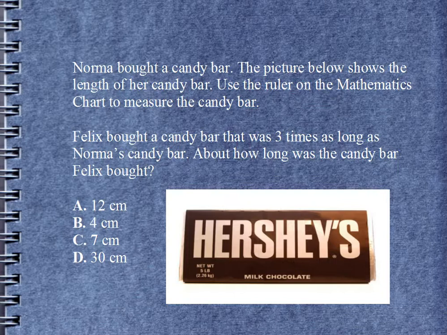Now, the answer that came up was 4 centimeters. Well, 4 centimeters is actually the length of Norma's candy bar. What's the error there? Norma's candy bar was the answer that people came up with first, and that was the answer that is seen in the multiple choice.